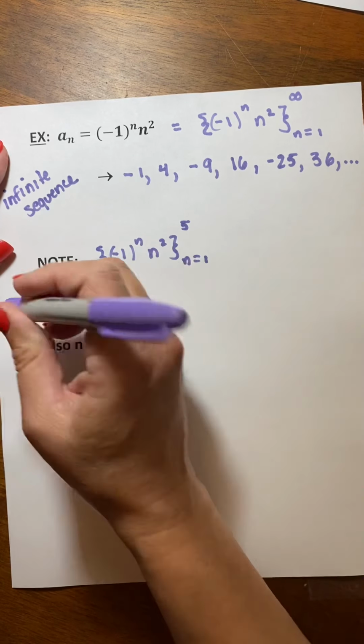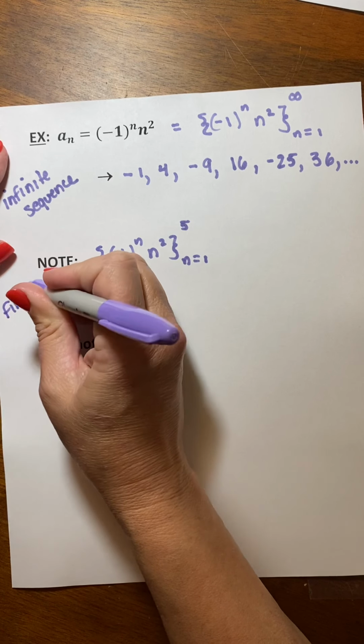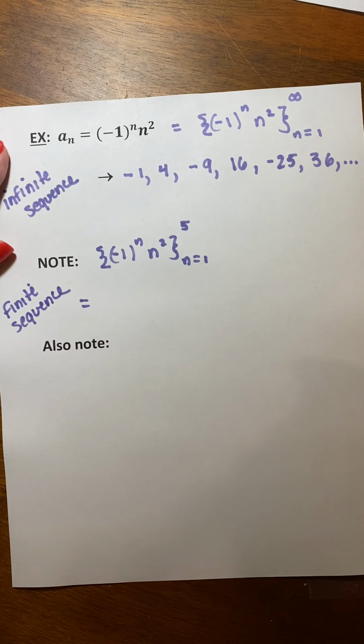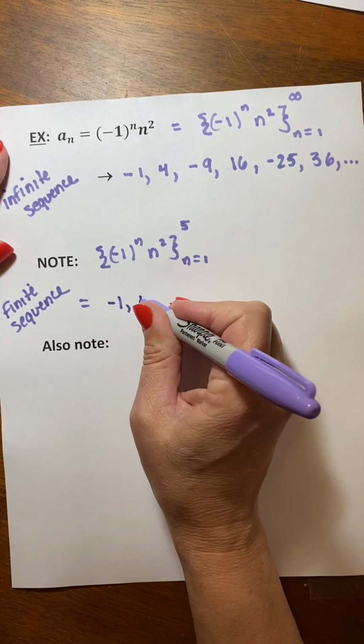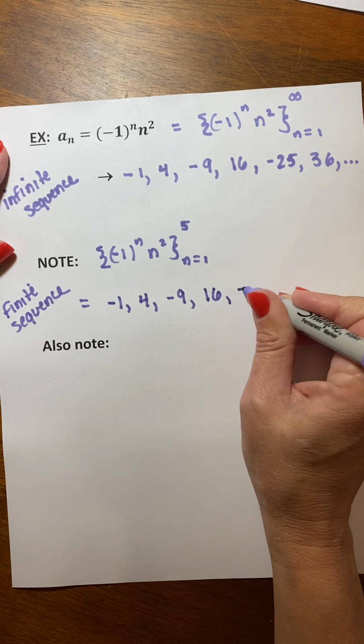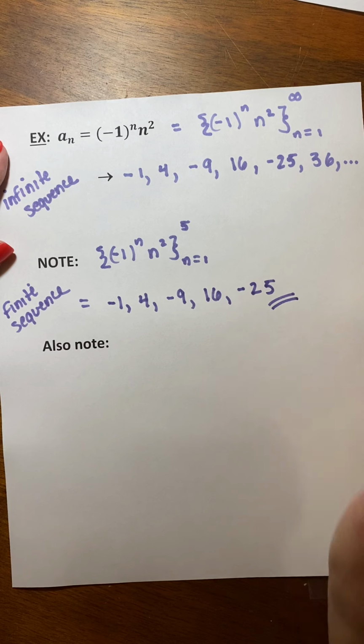And this would be a finite sequence. It's going to stop at the 5th term. So this finite sequence would be -1 is the first term, 4 is the second, -9 is the third, 16 is the fourth, and then we're going to stop at -25, and we would end there.